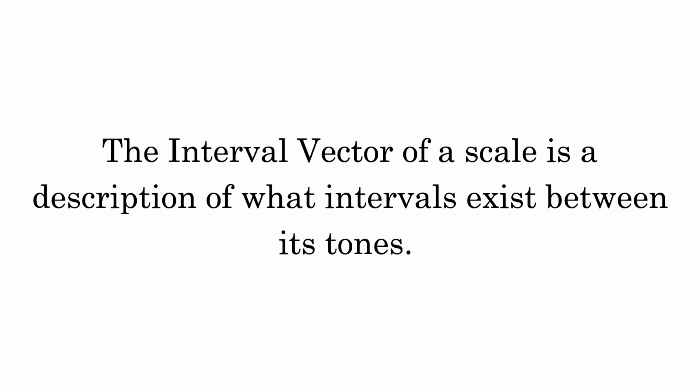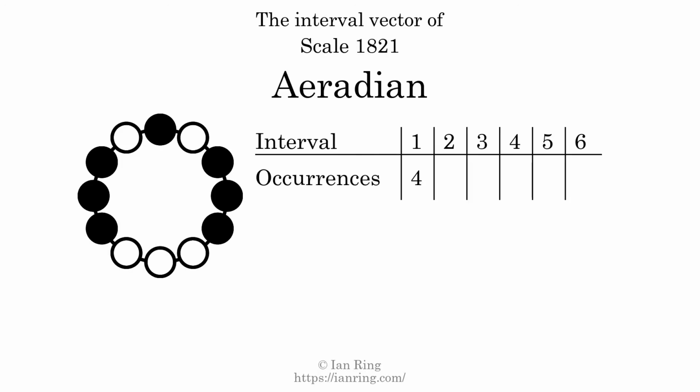The interval vector of a scale is a description of what intervals exist between its tones. There are 4 intervals with the size of 1 semitone. They are here, here, here, and here. There are 4 intervals with the size of 2 semitones. They are here, here, here, and here. There are 2 intervals with the size of 3 semitones. They are here, and here.